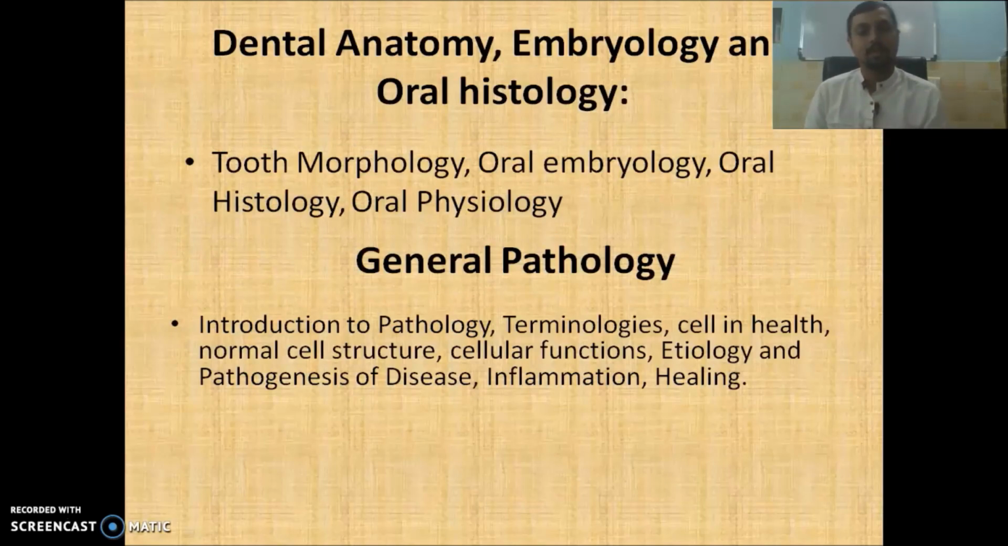Oral histology and oral anatomy. In histology you have to study enamel, dentin, pulp, cementum, PDL, alveolar bone and oral mucous membrane. And in anatomy, you have to know the basic important landmarks of the primary and permanent teeth.